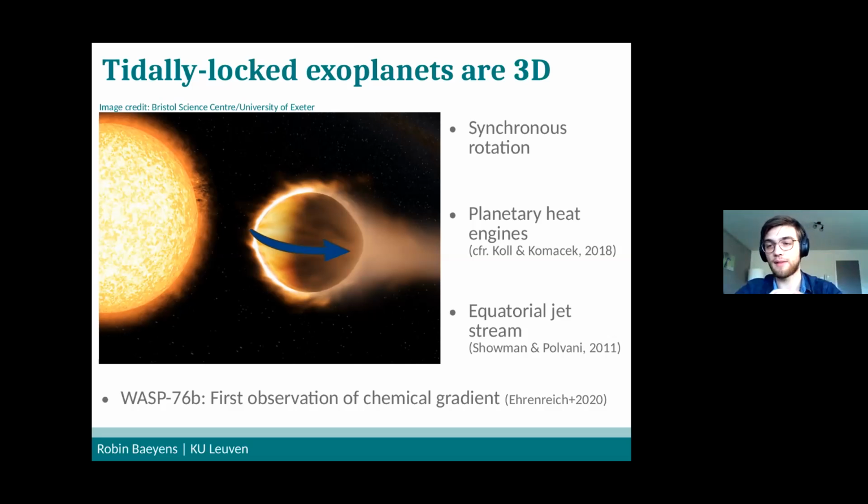There was no iron detection anymore on that side. And so it's a planet where it literally rains iron. And this is the first observation of a chemical gradient. So all of these effects, they really act to show that exoplanets are truly three-dimensional objects, and that it might be needed to take this into account.